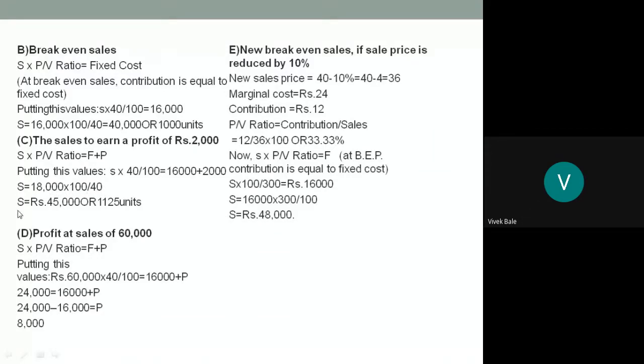So therefore the company needs to earn 45,000 rupees as sales, then the company will earn a profit of rupees 2,000. Or they need to sell 1125 units, then they will get a profit of rupees 2,000. I hope you understood. Did everyone understand?